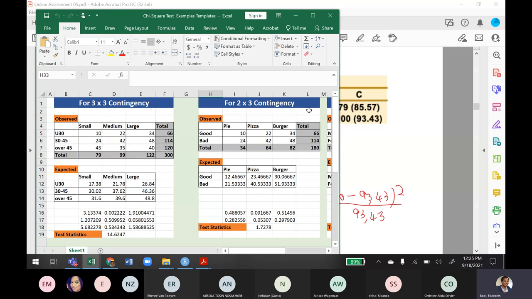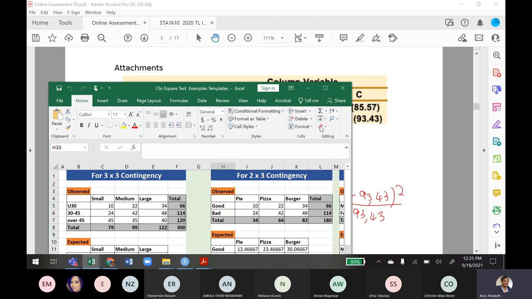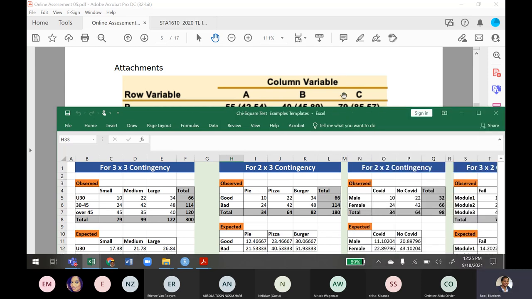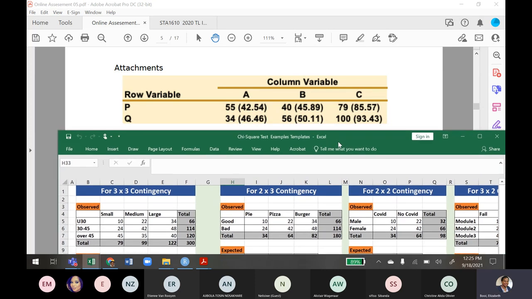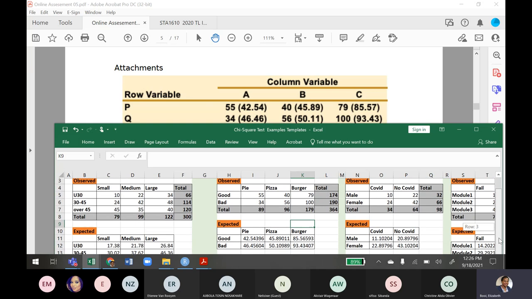the template. We're doing a 2 by 3 contingency table, so we're going to use the second one. We'll just make it bigger and smaller so that I can see the table. You only capture the values that are not in the brackets. So it's 55. I'm not going to change my title to ABC. It's 40 and 79. And this one is 34, and this is 56, and 100. Let me double check if my expected values are the same as what they have.